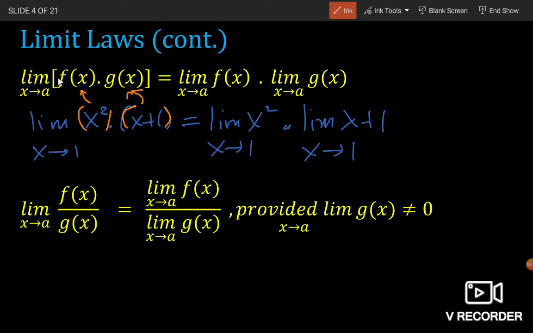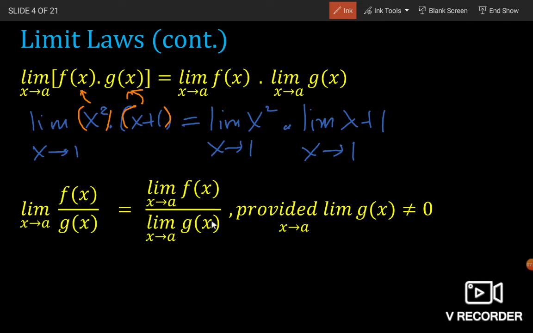Another example, which is similar to our previous limit law, is the limit of a quotient of two functions as x approaches a. It can also be expressed as the quotient of the limit of each function. In this case, the limit of f of x over g of x as x approaches a is equal to the limit of f of x as x approaches a divided by the limit of g of x as x approaches a, provided that the limit of g of x as x approaches a is not equal to 0.